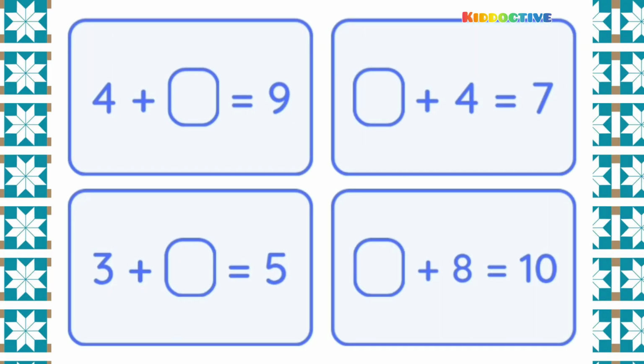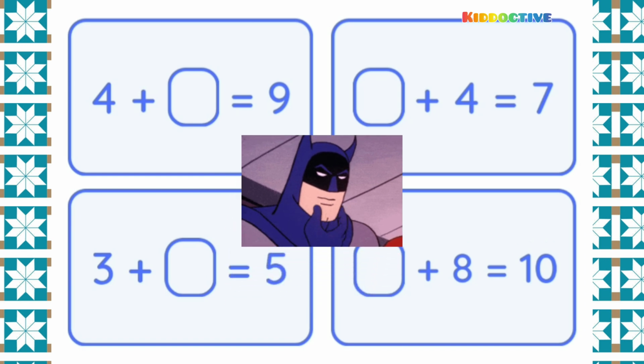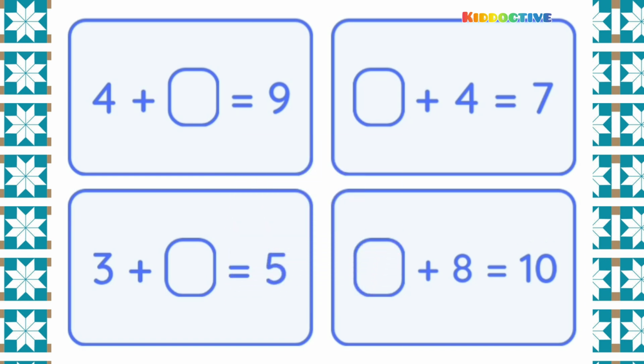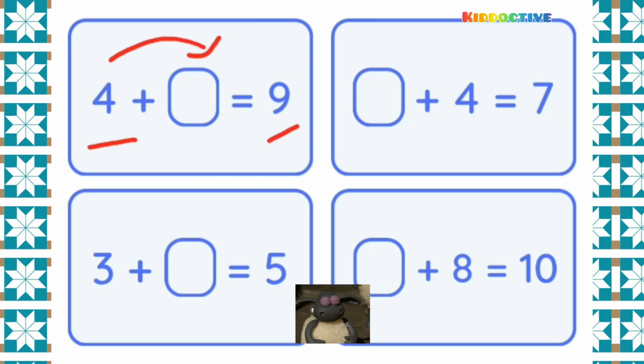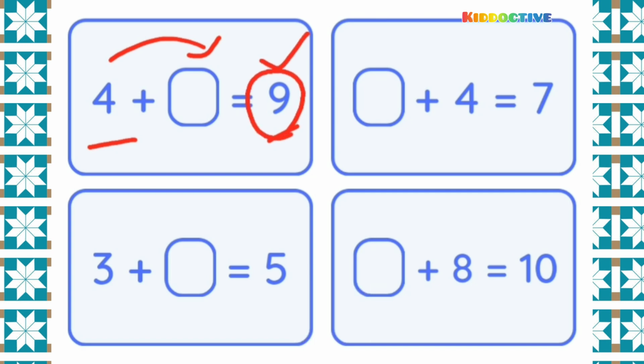When we get these kinds of questions, you must think how to do this. Okay, let's do it. So here is number 4 and here is number 9. When we add two numbers, we get the sum. That is a bigger number. These two addends are smaller numbers.